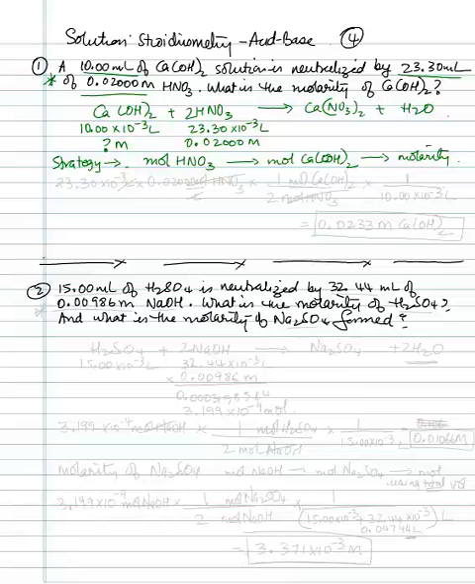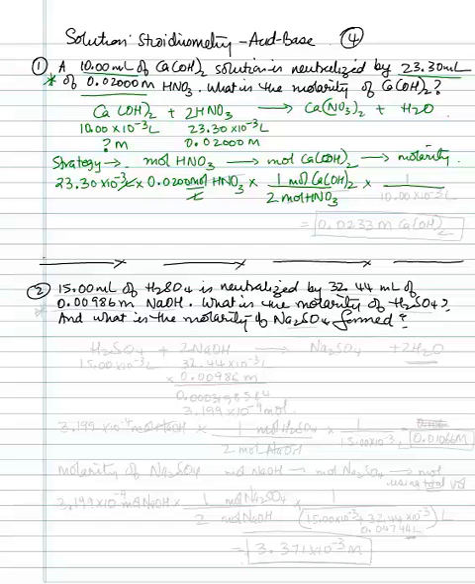All right, so moles of nitric acid, this must be getting a little boring because it's the same thing again, 23.30 times 10 to the negative 3 liters times 0.0200 moles over liter, and this is for nitric acid. Now we have moles of HNO3. So moles of nitric acid goes down here, moles of calcium hydroxide goes on the top, and we have 2 moles of HNO3 for every 1 mole of calcium hydroxide.